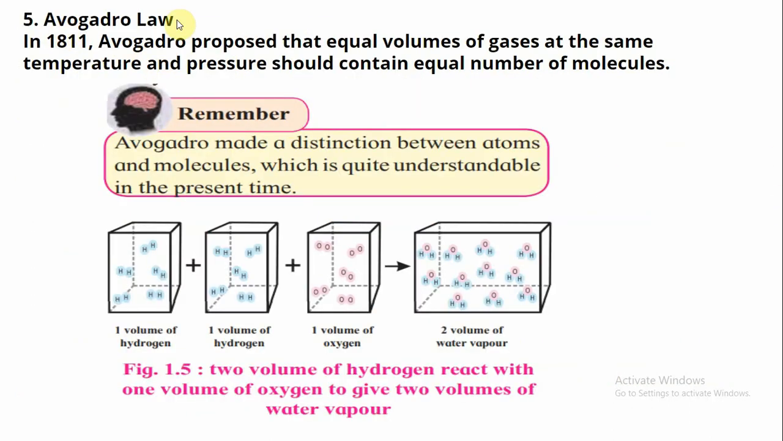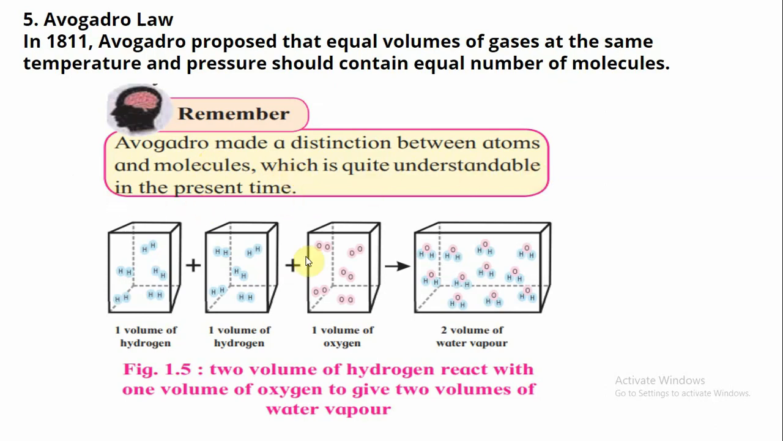Avogadro law. The fifth law is Avogadro law. In 1811, Avogadro proposed that equal volumes of gases at the same temperature and pressure should contain an equal number of molecules. It is very simple: for any chemical reaction, the reactants with equal volumes of gases at the same temperature and pressure contain equal numbers of molecules. It is already done in 10th standard. It is for remembering purposes.